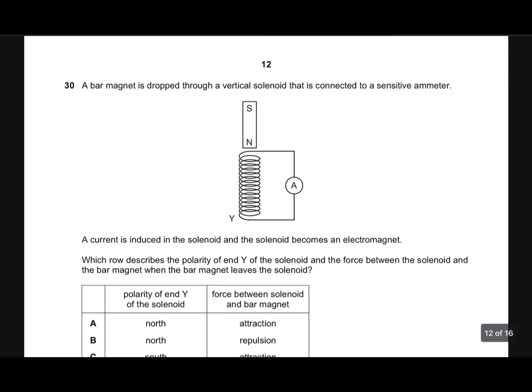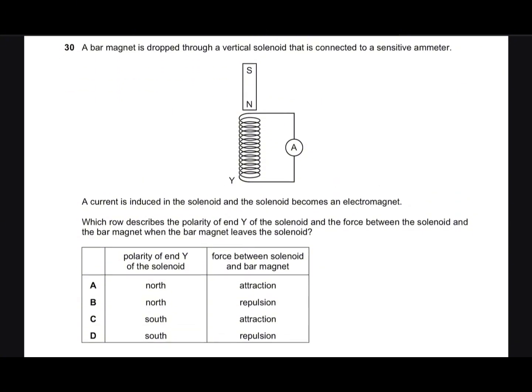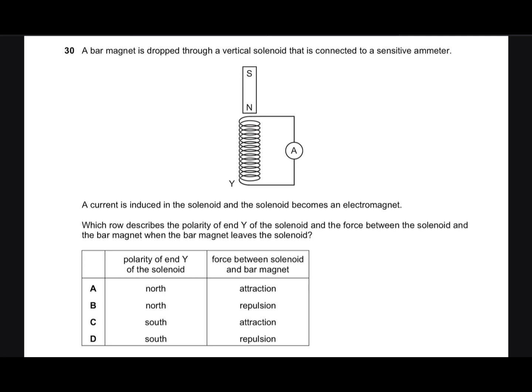All right, a bar magnet is dropped through a vertical solenoid that is connected to a sensitive ammeter. Current is induced in the solenoid, and the solenoid becomes an electromagnet, as we can see. Which row describes the polarity of end Y of the solenoid, and the force between the solenoid and the bar magnet? Once it's inside, this will still be a south, this will still be a north. So over here north, over here south, so we'll have north. For the polarity of end Y of the solenoid, we will have both of these options, A and B.